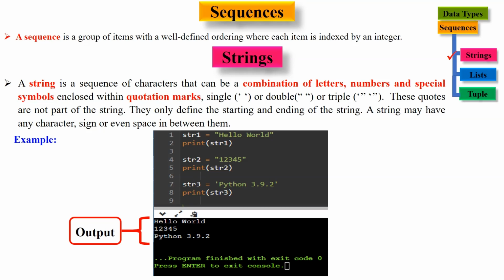In the third example, a variable named str3 is created and assigned the value Python 3.9.2. The value is enclosed in single quotation marks, indicating that it is a string literal. The print function is used to display the value of the variable str3 on the console. In this case, it will print the string Python 3.9.2 as output.